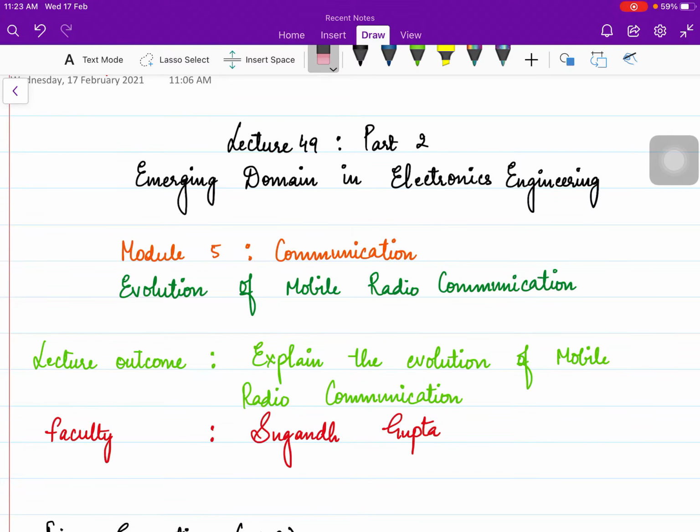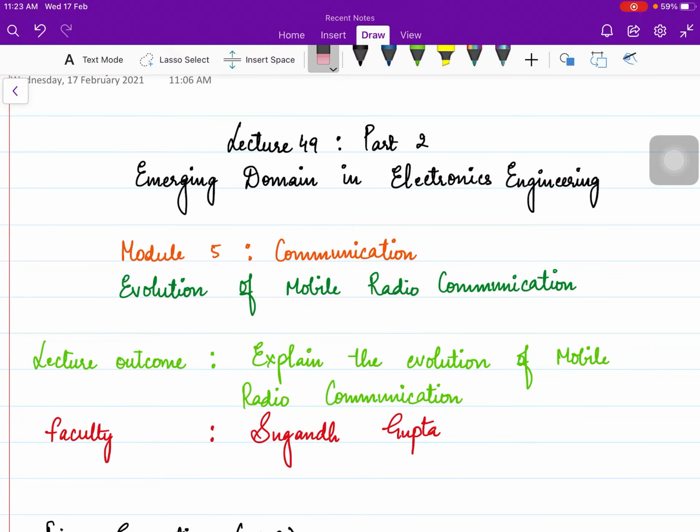In today's lecture, we will discuss the evolution of mobile radio communication. First of all, we will discuss the first generation, then its features and the drawbacks due to which the second generation had to come, then the features and drawbacks of the second generation, then the third generation and so on.